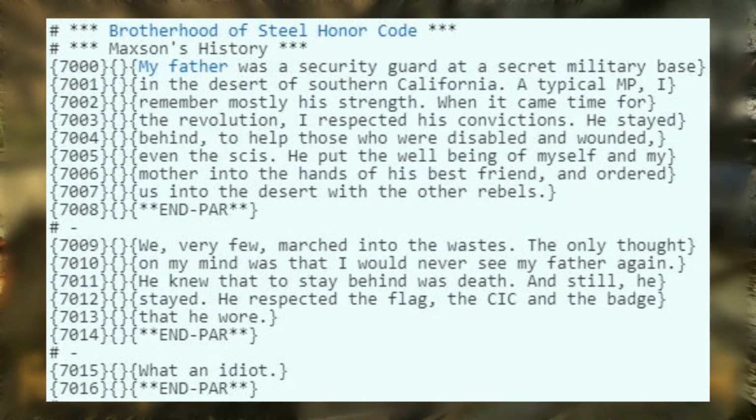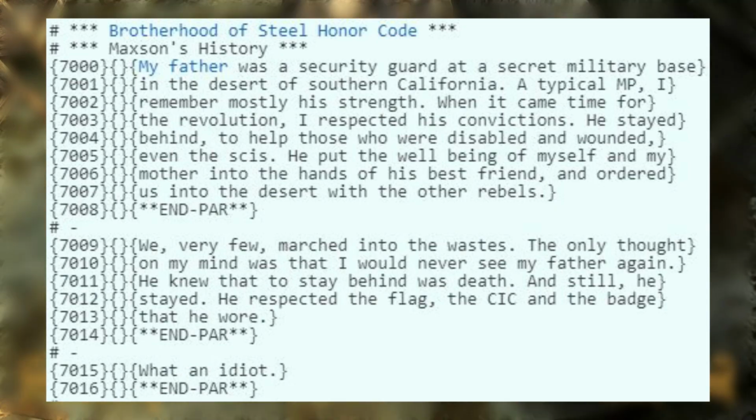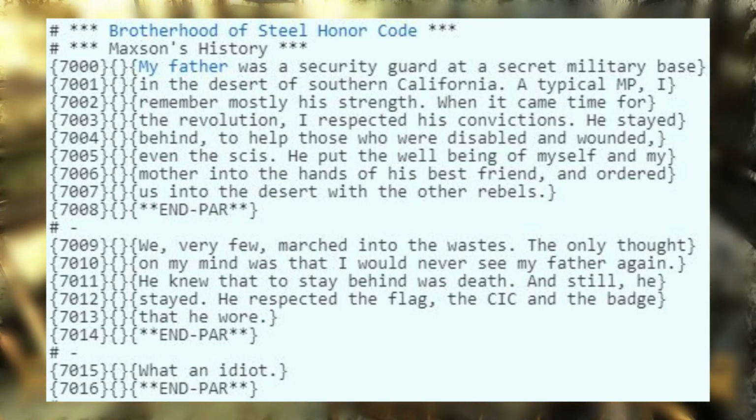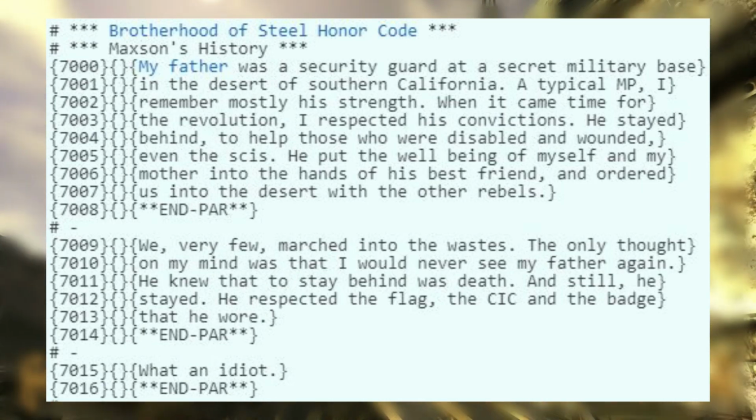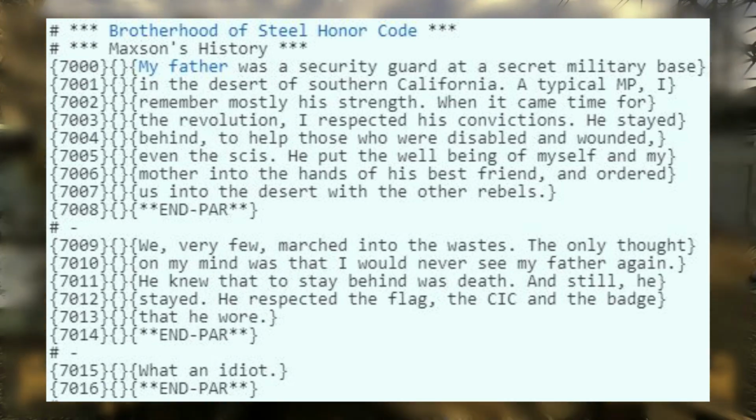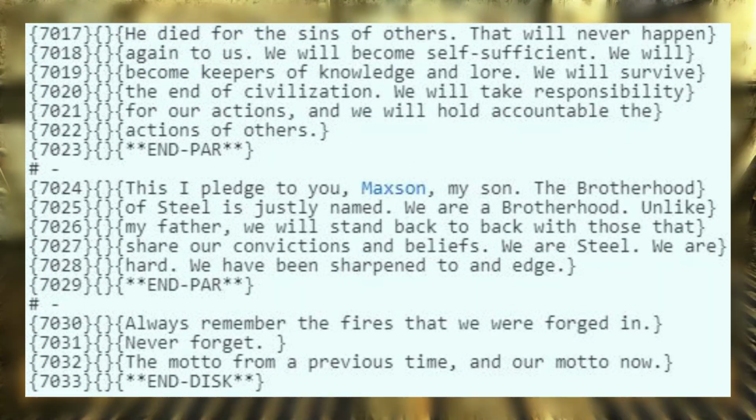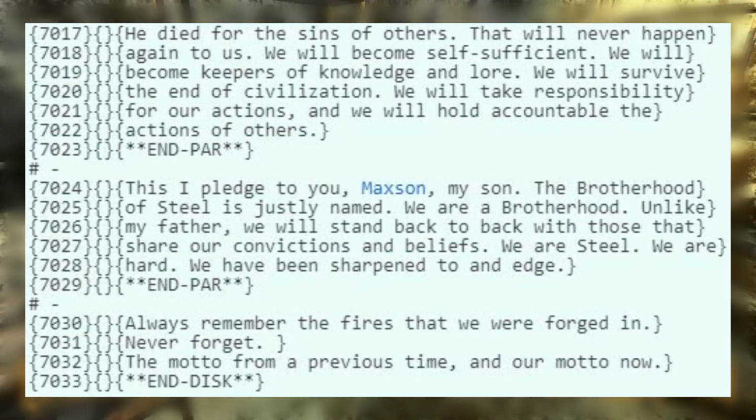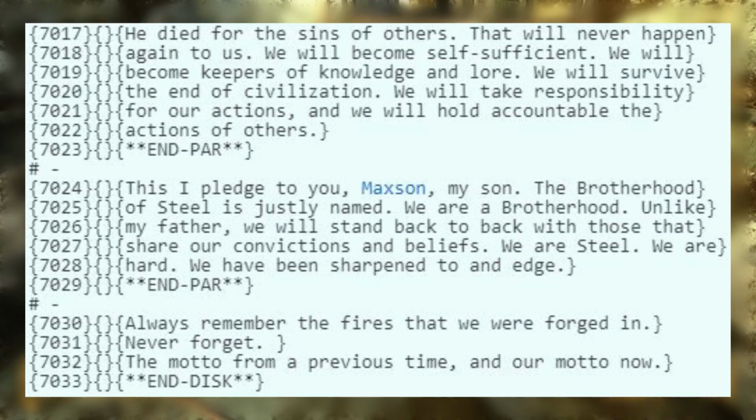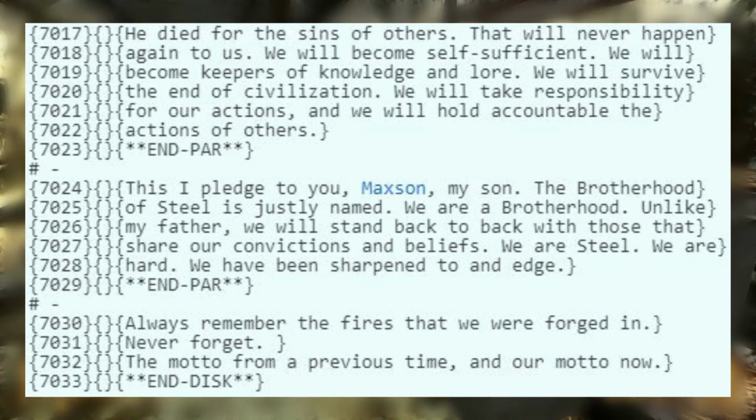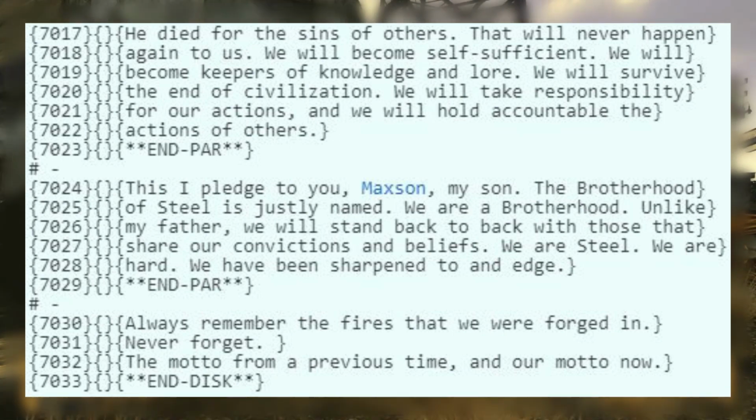We, very few, marched into the wastes. The only thought on my mind was that I would never see my father again. He knew that to stay behind was death, and still, he stayed. He respected the flag, the CIC, and the badge that he wore. What an idiot. He died for the sins of others that will never happen again to us. We will become self-sufficient. We will become keepers of knowledge and lore. We will survive the end of civilization. We will take responsibility for our actions, and we will hold accountable the actions of others. This I pledge to you, Maxon, my son.